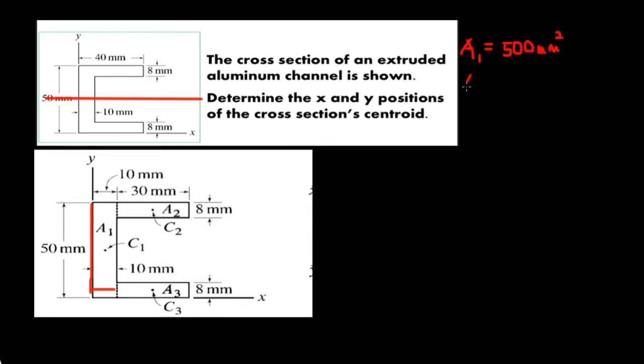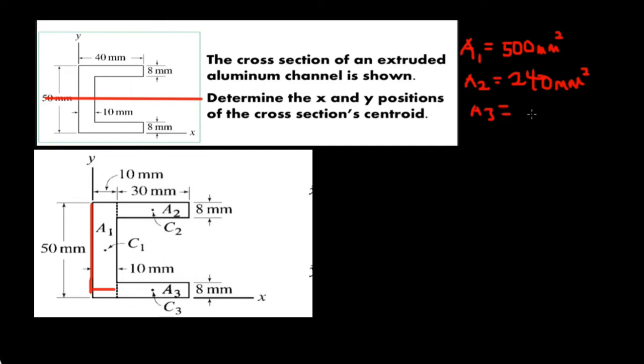So let's find area 2 also. Area 2 will be 30 millimeters by 8 millimeters. So that's 30 by 8. Let's do this. 30 by 8 gives me 240 millimeter squared. That's the second area. So let's find the third area.